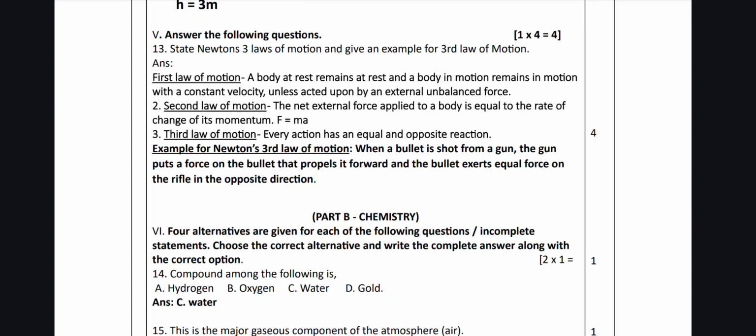So, an example of Newton's third law of motion: when a bullet is shot from a gun, the gun puts a force on the bullet that propels it forward. So it helps to move forward, and the bullet exerts equal force on the rifle in the opposite direction. You have seen in the movies, as soon as the bullet is shot, the rifle takes a backslide. It comes back a little.